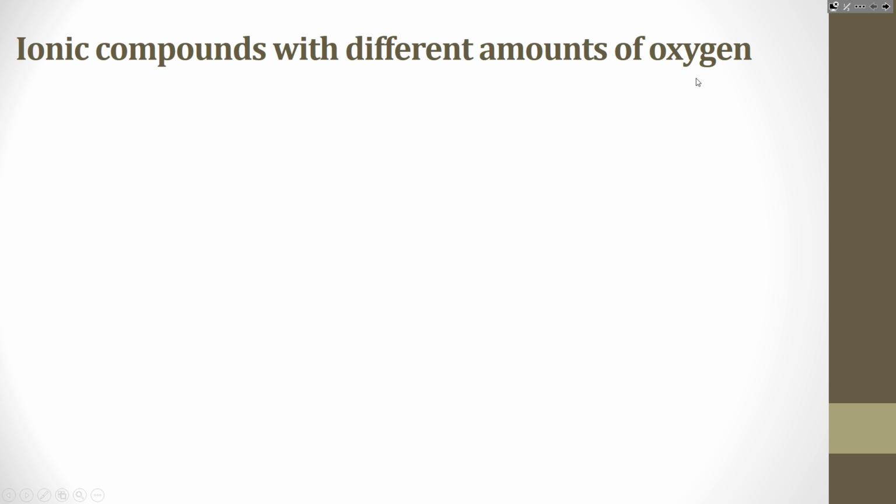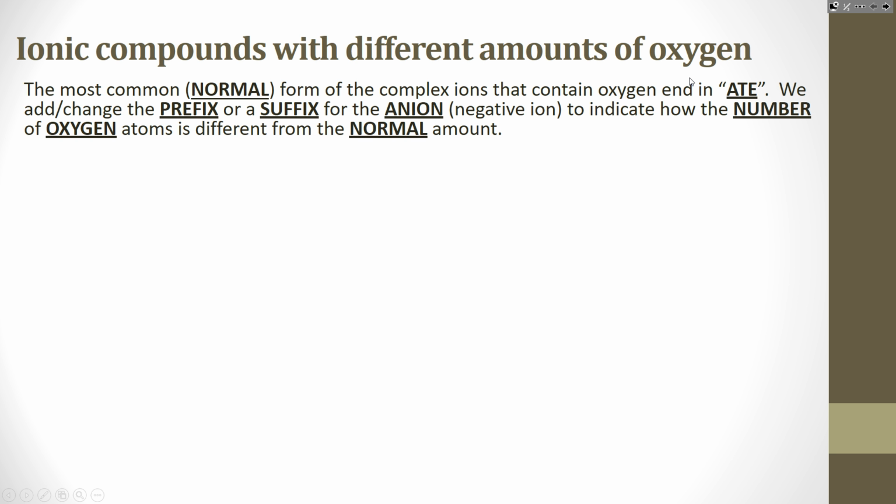So that's got to do with the way that the electrons can be shared. We'll just say it's a different oxidation state of one of the elements, but we'll get to that more in grade 12. But at the end of the day, we should be able to name these. And the way we look at it is when you look at the periodic table, the most normal or common form of the complex ion is going to end in the suffix ate. And then we're going to change that depending on whether oxygens have been added or removed from that normal amount.